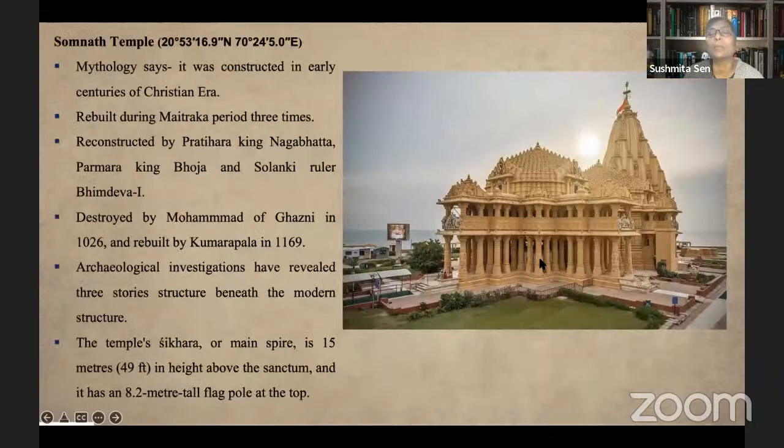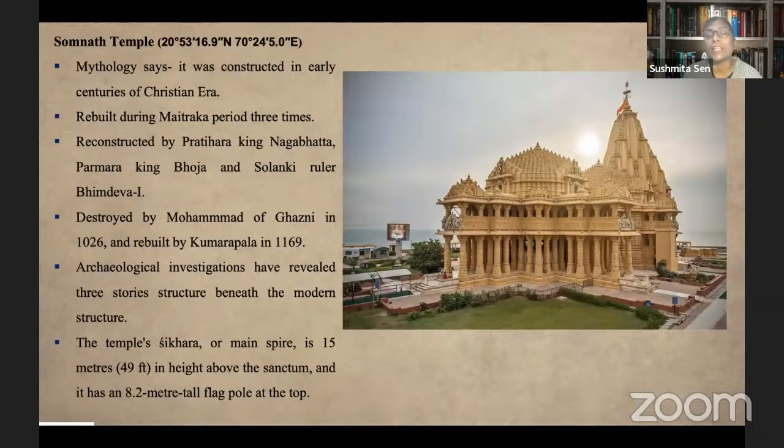So this is the Somnath Temple. We don't know exactly when it was constructed, but it was in the early centuries of the Christian era. It was rebuilt during the Maitrak period 3 times. It was reconstructed by the Pratiharas when they were ruling over Gujarat, by Nagabhatta. Then when the Paramaras came into being, they repaired it again. Under the Solanki Bhimadeva I, it was reconstructed again. And again it was destroyed by Muhammad of Ghazni in 1026 during the time of Bhimadeva. It was rebuilt by Kumarapala in 1169.